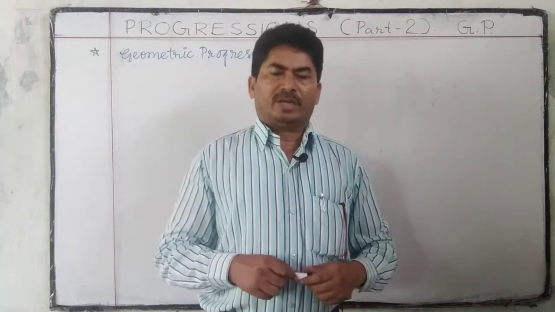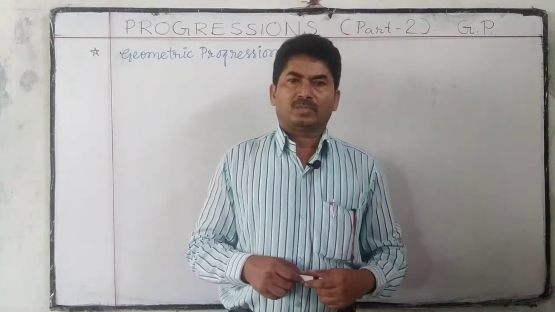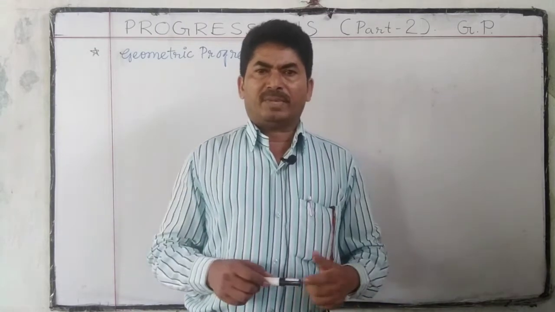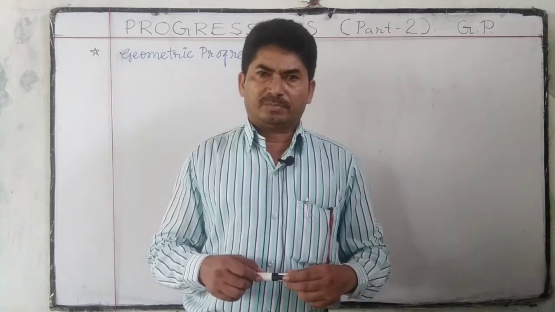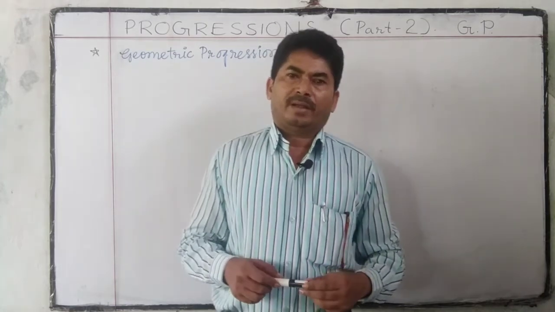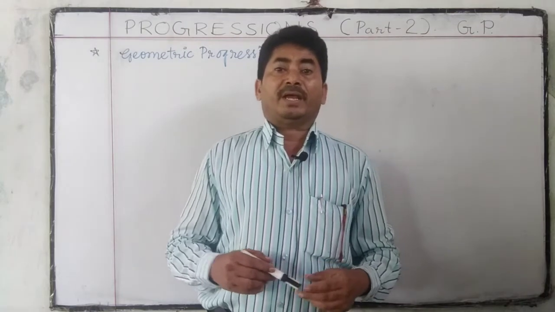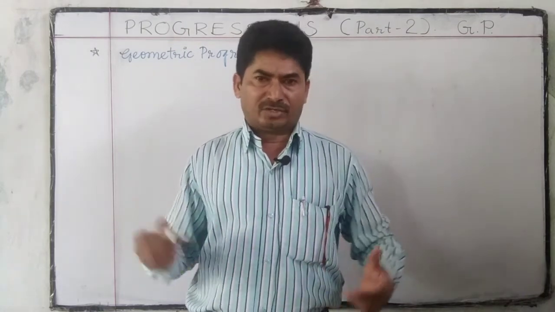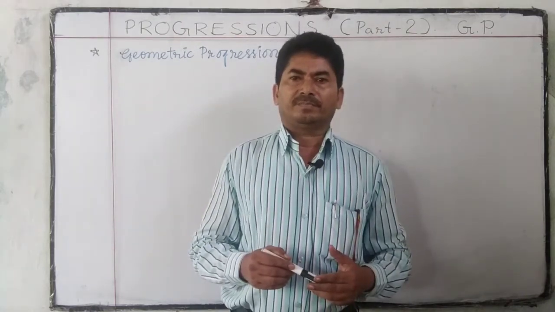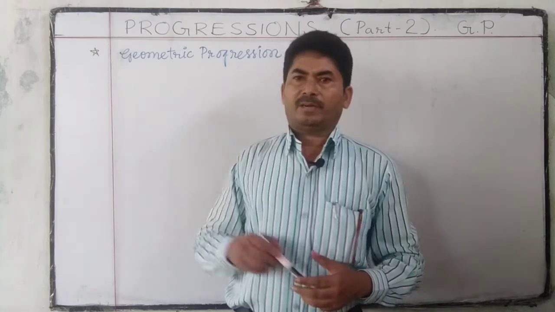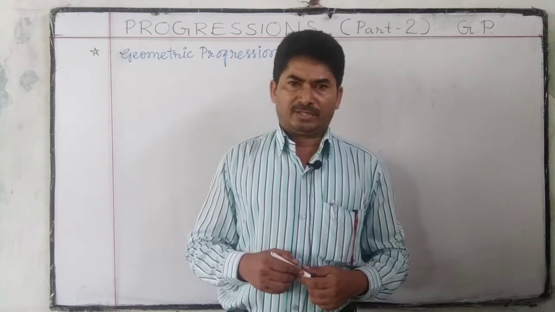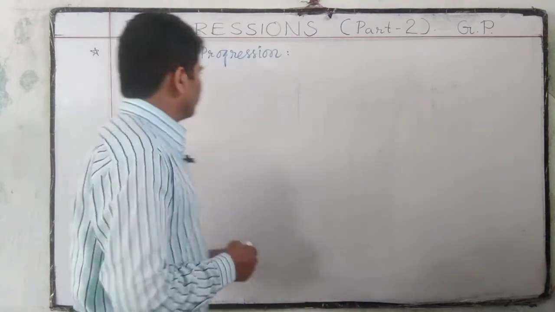What is a geometric progression? The list of numbers in which each term is obtained by multiplying a fixed number to the preceding term is called a geometric progression. Let us see a few examples.